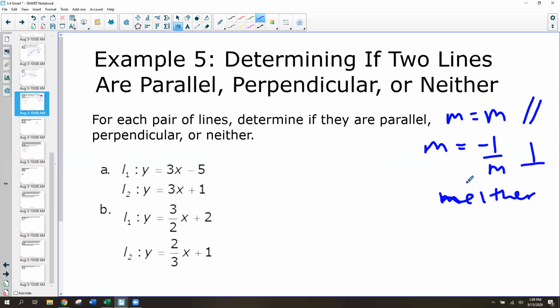All right, so if you look at the slopes of each of these, that's all I'm looking at. The rest does not matter. So in this first pair of lines, the slopes are both 3.